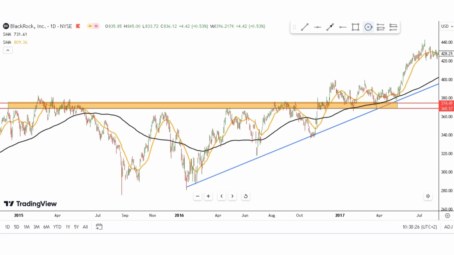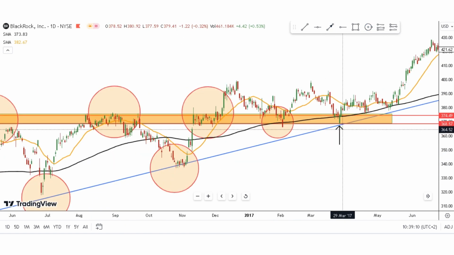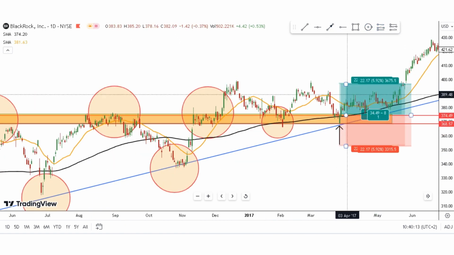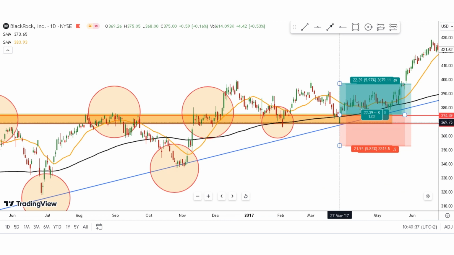Let's now see a second example where I'm trading the stock of BlackRock. I spot a trend line that had a lot of bounces in the past, and I buy after the price bounced off of a support level, a trend line, and the moving average at 375. I bought 2 positions this time instead of 1. The reason? You will see it in the Take Profit section later on in this video.